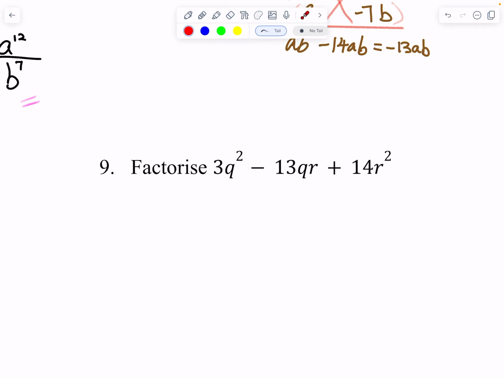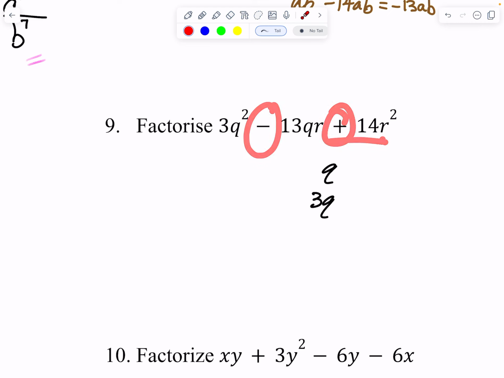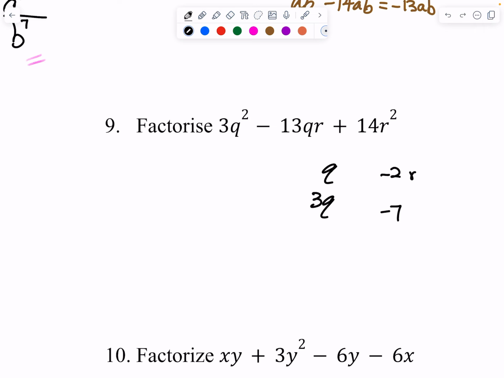Let's go to the next one. Always pause the video and try on your own first before I do it, because it's just practice makes perfect kind of questions now. How is 3q squared made? 1 times 3, so q times 3q. And then 14, remember if we have a negative in the middle and the last one is positive, you need to use negatives somehow. So negative, how is 14 made? Negative 2 times negative 7, r squared. Oops, just r and r.